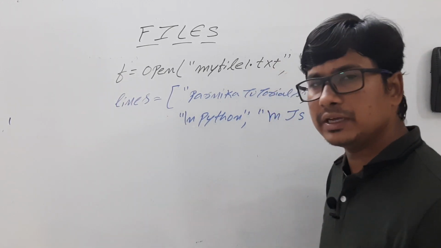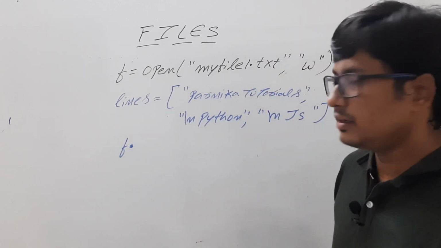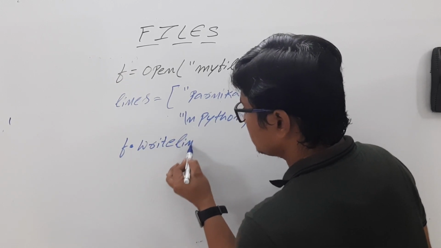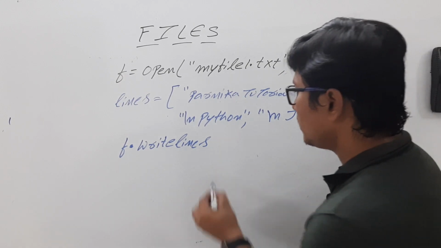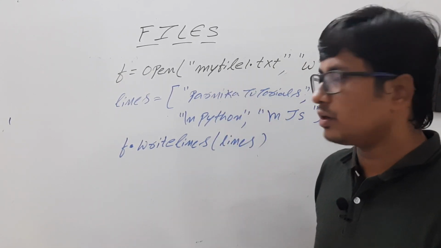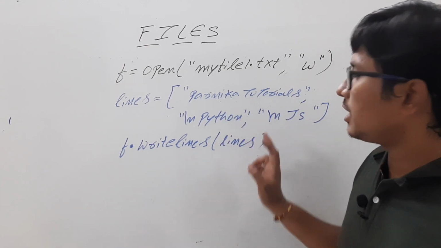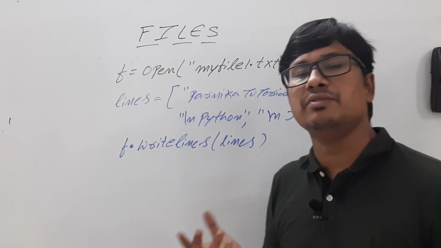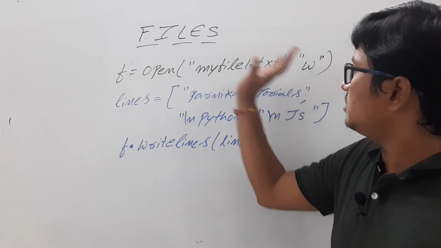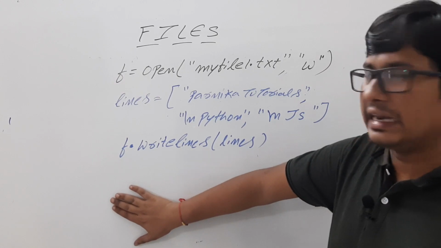Then I want to write all these lines, so I can write f.writelines(lines). Is it clear? Then in myfile1.txt, in the first line Parnika tutorials will be stored, in the next line Python will be stored, and in the next line JavaScript, or JS as we specified, will be stored. So this is about the write mode. We have discussed write and writelines.